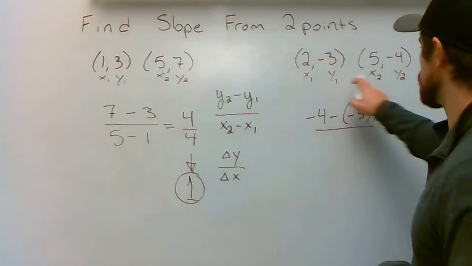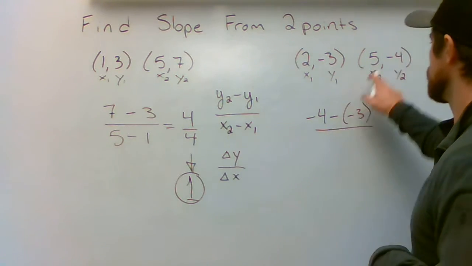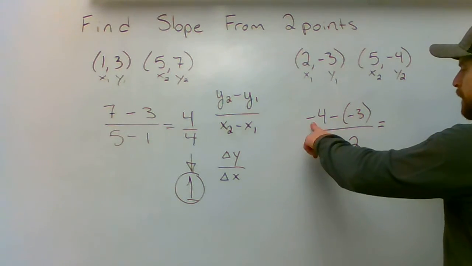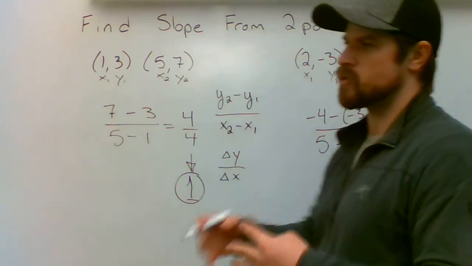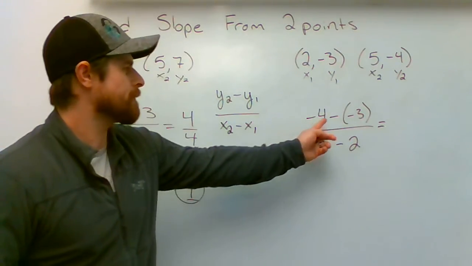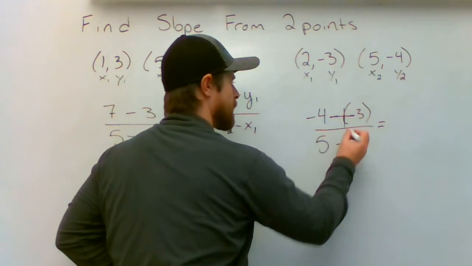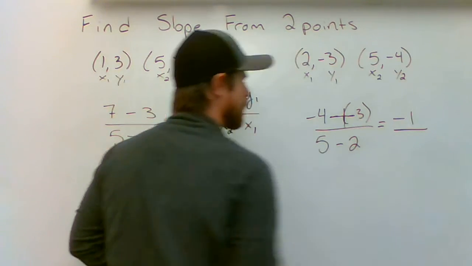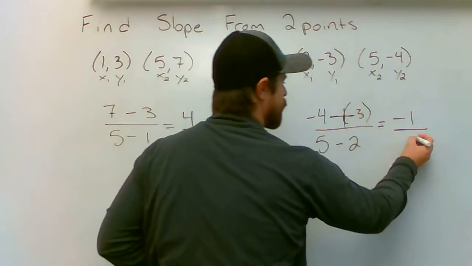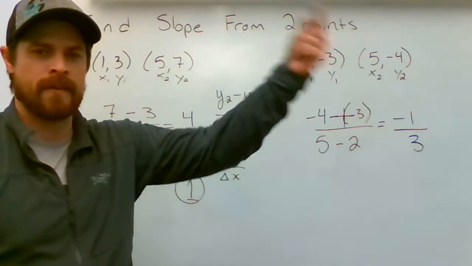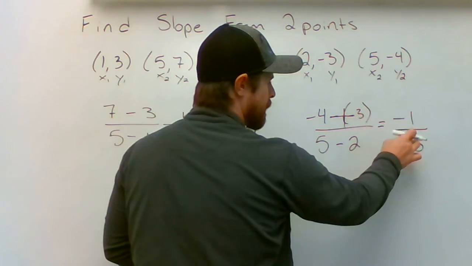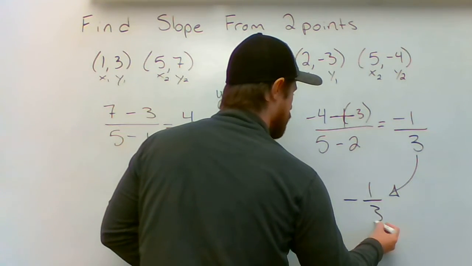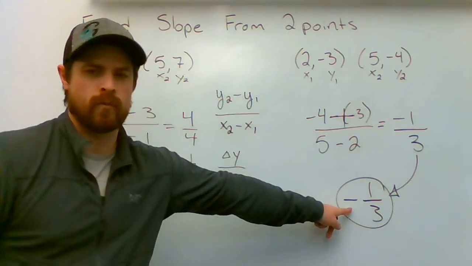Okay, so we got to be careful there. And then x2 minus x1. x2 minus x1 goes on the bottom. 5 minus 2. All right, -4 minus -3. Subtracting a negative is really adding, so -4 plus, I like to just combine them and make a big plus sign. -4 plus 3 gives me -1. That's going to go on top. 5 minus 2 is going to give me 3. So I have -1 on top, a +3 on bottom. A negative divided by a positive is a negative result. So my answer for slope here would be -1/3.